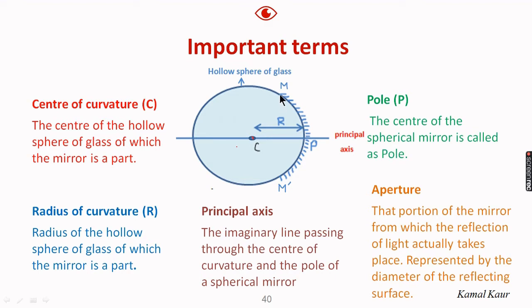If I join point M with M dash with a vertical line, that will be the aperture of this mirror. It is also called as the diameter of the reflecting surface. So aperture is that portion of the mirror from which reflection of light actually takes place, and it is the diameter of the reflecting surface. Now next is principal axis. This line is called as principal axis and it is the imaginary line passing through the center of curvature as well as pole of the mirror. So these are the few terms.